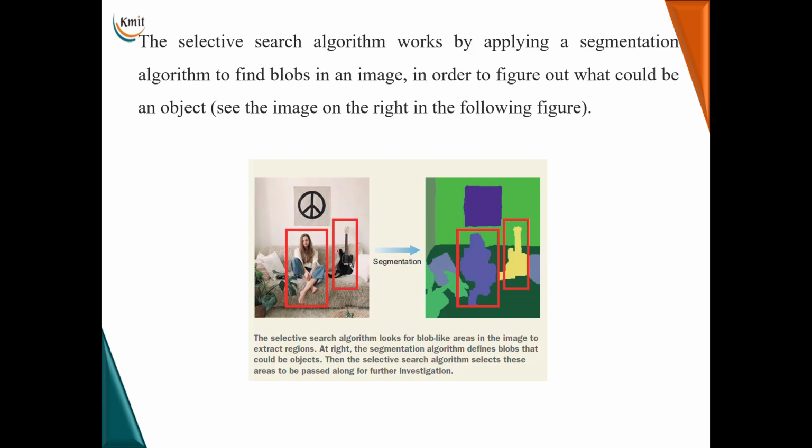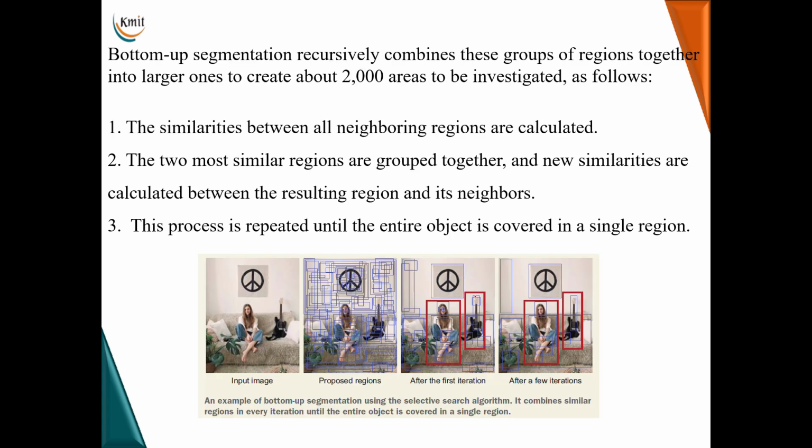Here is an example. You have an image with different objects. Segmentation is done, where you can see that it is combining the objects within the image belonging to the same color, same texture, or even the same pixel value. So you can see here the similarities between all the neighboring regions are calculated, and the 2 most similar regions are grouped together, and it will search for new similarities in the neighborhood. This process is repeated until the entire object is covered in a single region.